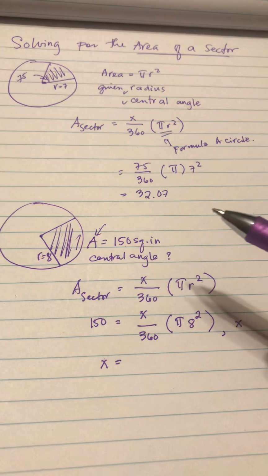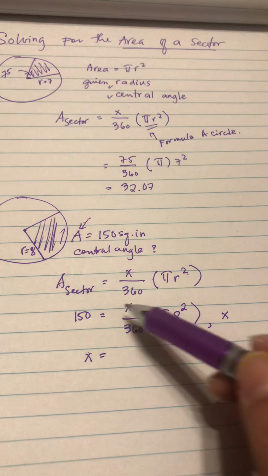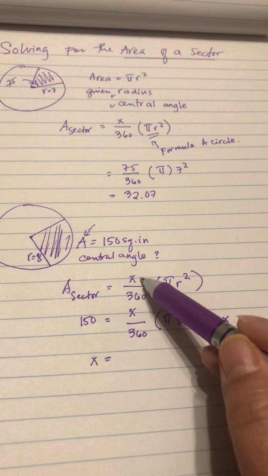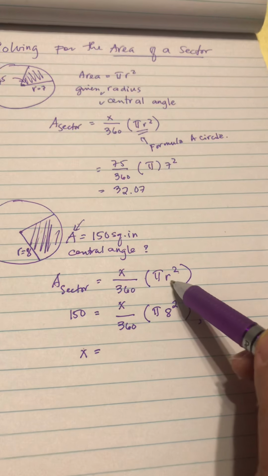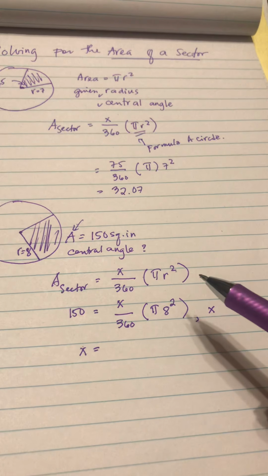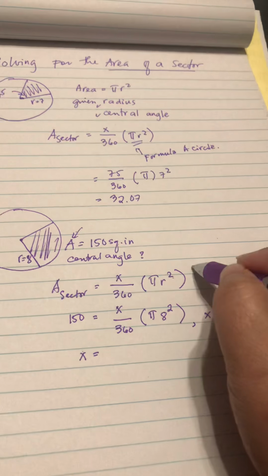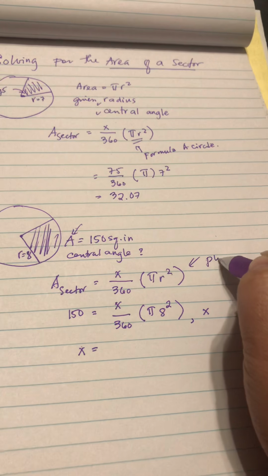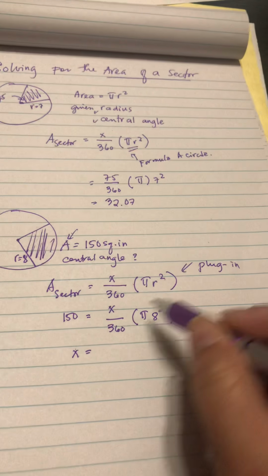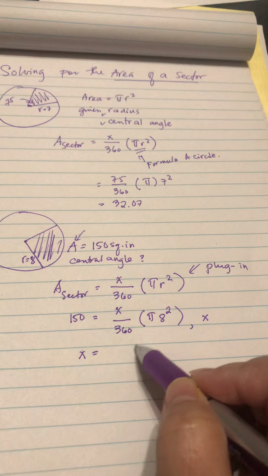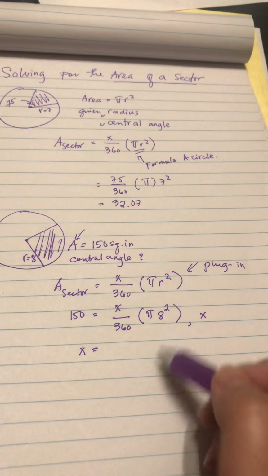Since you're given the area, what you'll do is use the area of the sector. Area of the sector equals x, which is the central angle, divided by 360 times pi r squared, which comes from the area of the circle. So all you need to do is plug in. Then you have 150 equals x over 360 times pi 8 squared. Put this square there because that's part of the formula.